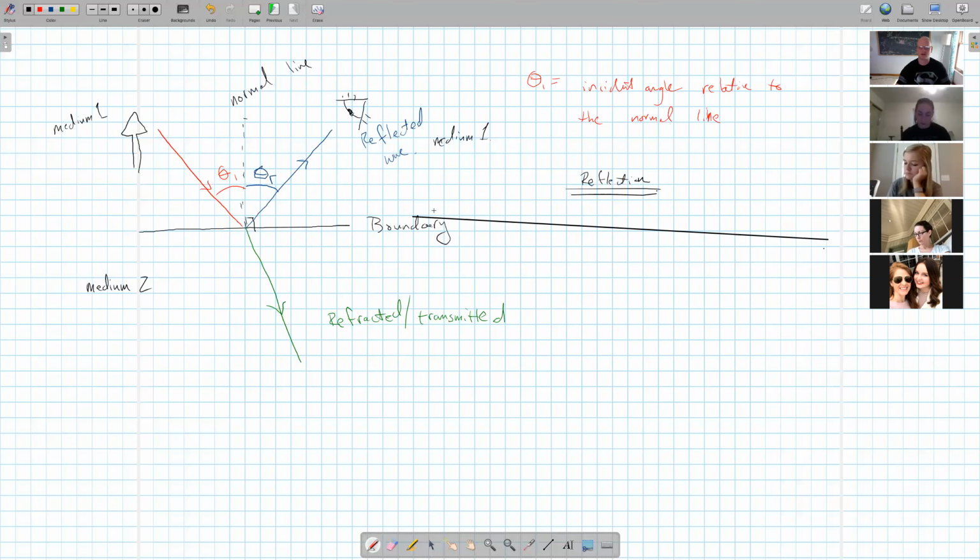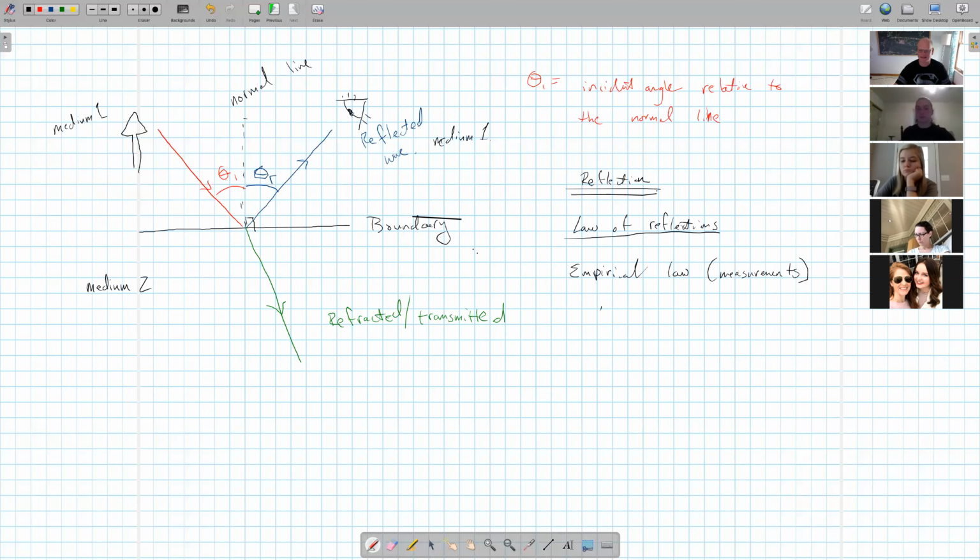So how does reflection work? First thing is we need to talk about what's known as the law of reflection. This is based off of an empirical law, where empirical basically just means that this is based off of measurements.